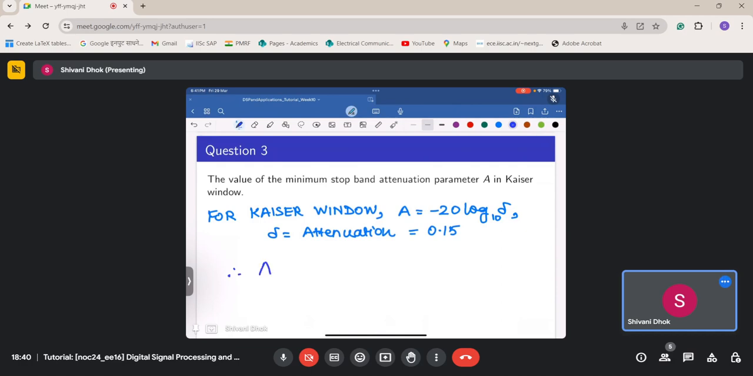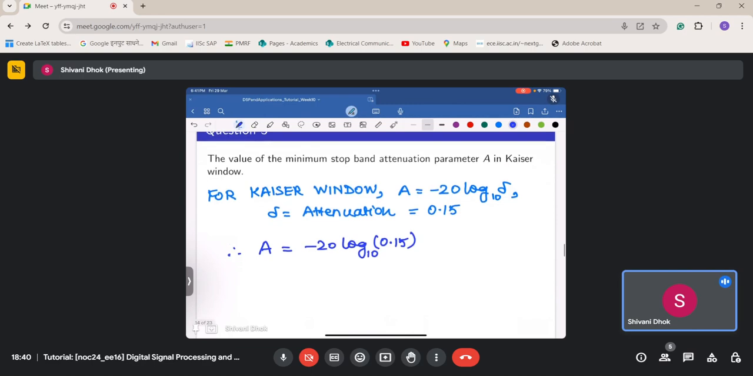Therefore, A is equal to minus 20 log 0.15 to the base 10. And if you use your calculators, this comes out to be equal to 16.478 dB. This is a simple question. Still, if you have any queries, then let me know.